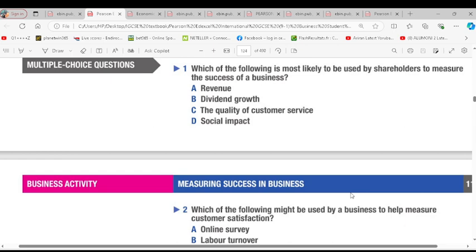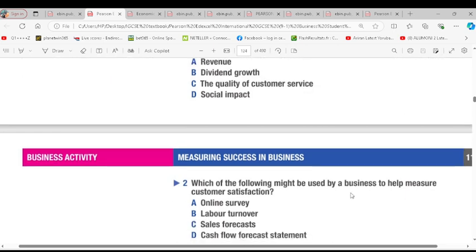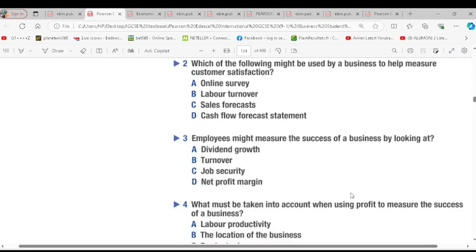Dividend, shareholders, the reward for shareholders is dividend. Dividend is the share of profit. So if their dividend increases, that means shareholders will be happy. They will consider the business as successful. So the answer is B. Is it clear now, please? Yes, clear.